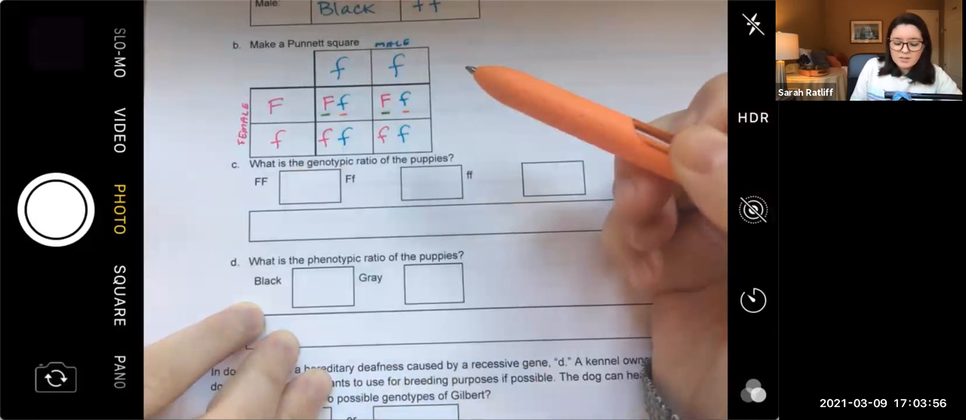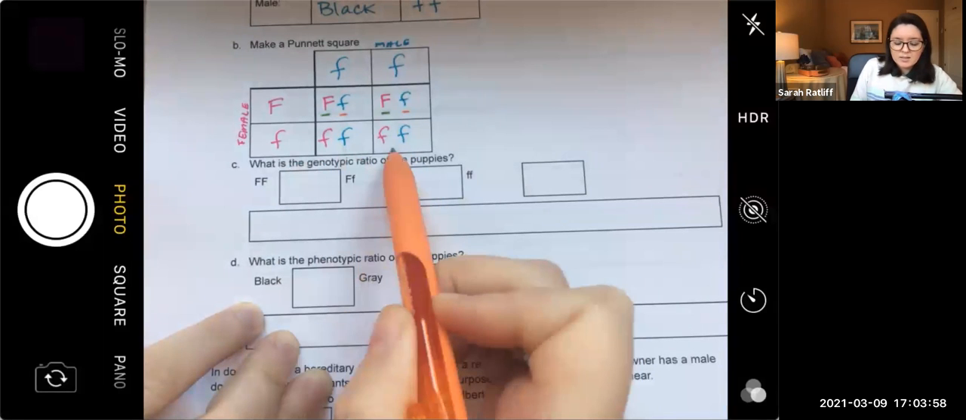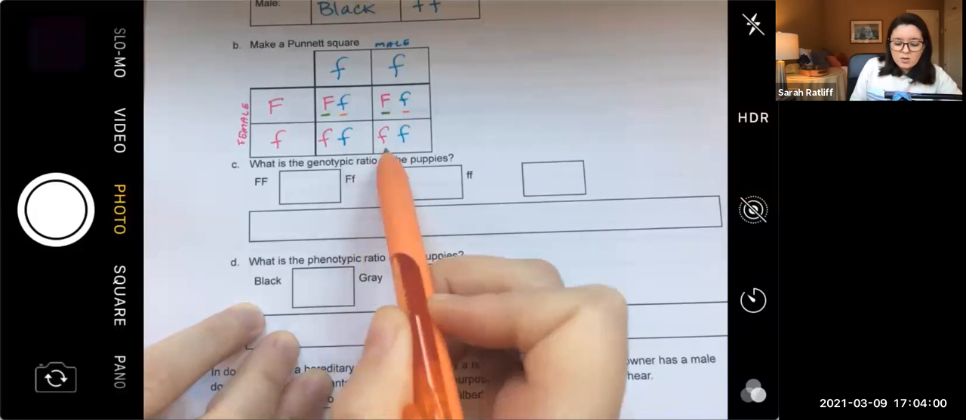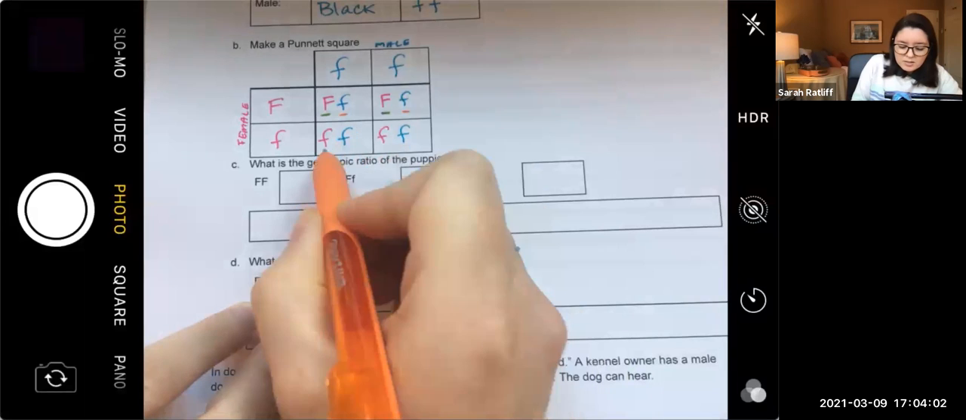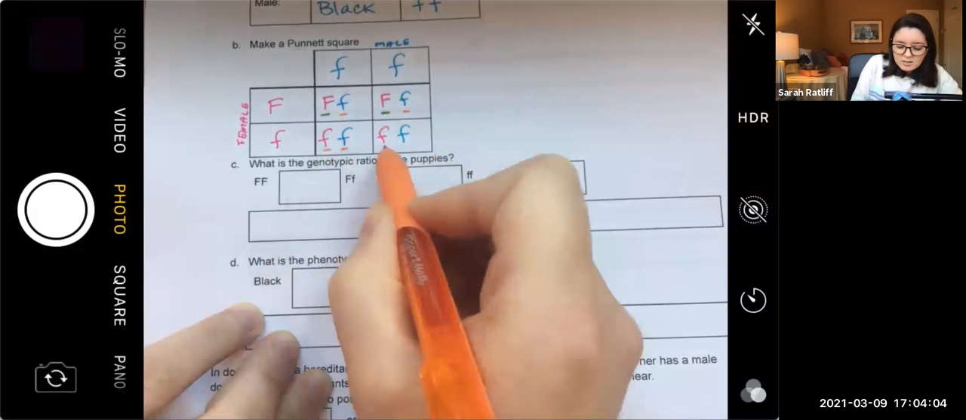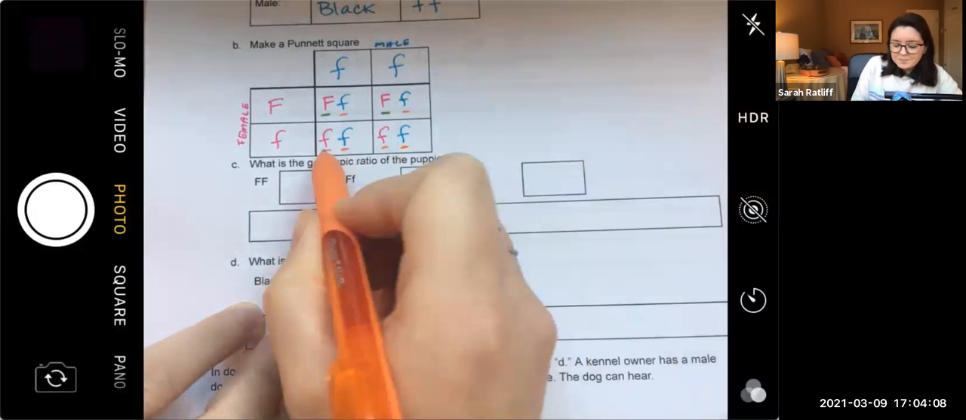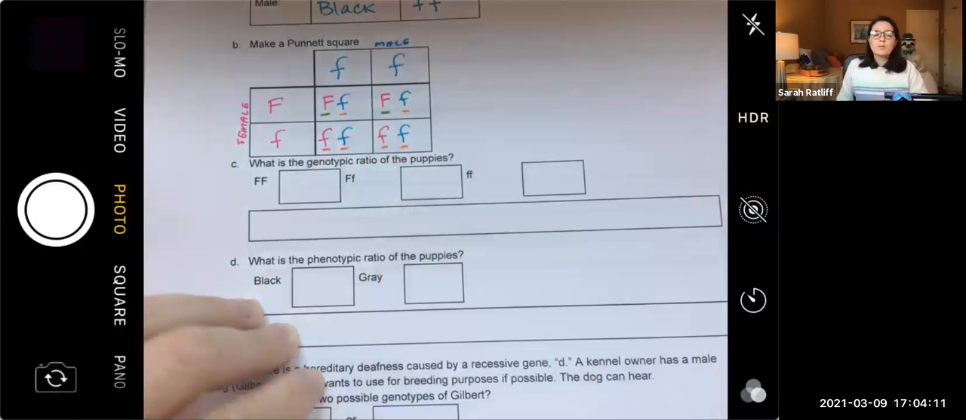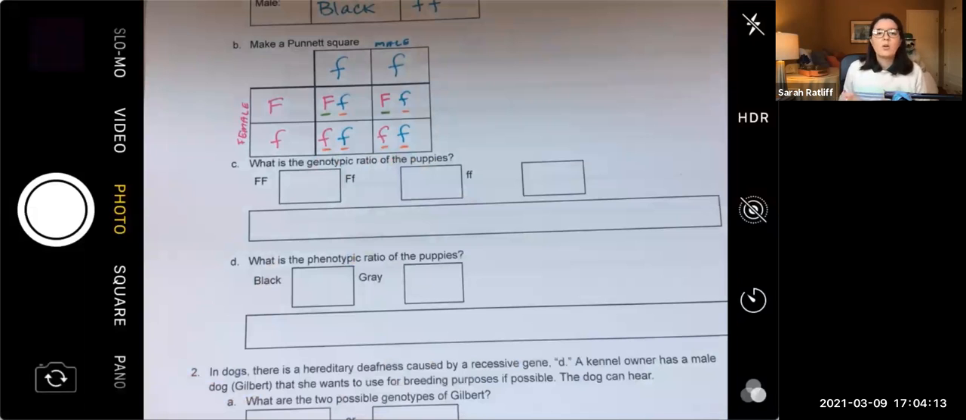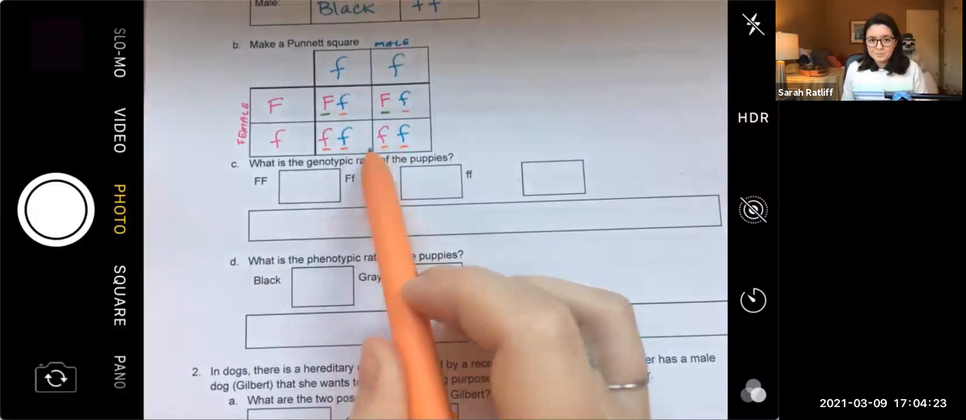Now looking at the last two here in the bottom, our last two puppies, these are all little f's. So they're just all going to get these orange lines underneath them there because the orange represents our little f's. They are homozygous recessive. Homo means the same. They are the same capitalization, and it's recessive because those are the little f's. No capital F's in these bottom two puppies.